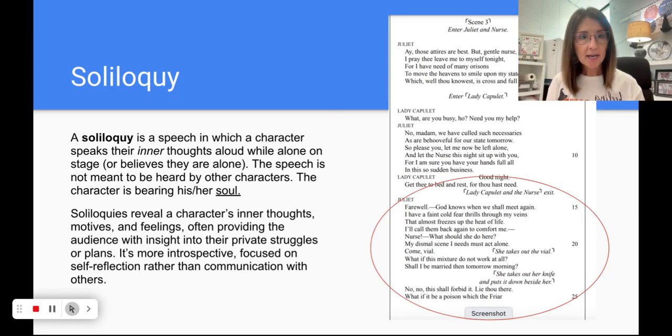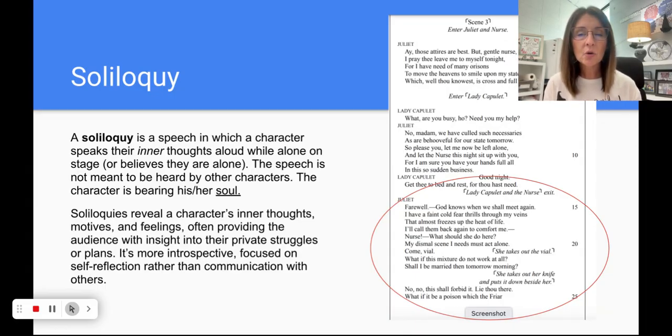That is unlike a soliloquy. That's the next word, a soliloquy. It is when the character speaks and their inner thoughts are being conveyed, and they are usually alone on stage, or they think they're alone. Okay, and it is not meant to be heard by other characters, because in the soliloquy, the character is baring his or her soul, and so that's how I remember it: soul, soliloquy, and that's how I keep it separated from monologue. So it's revealing that inner character's thoughts.